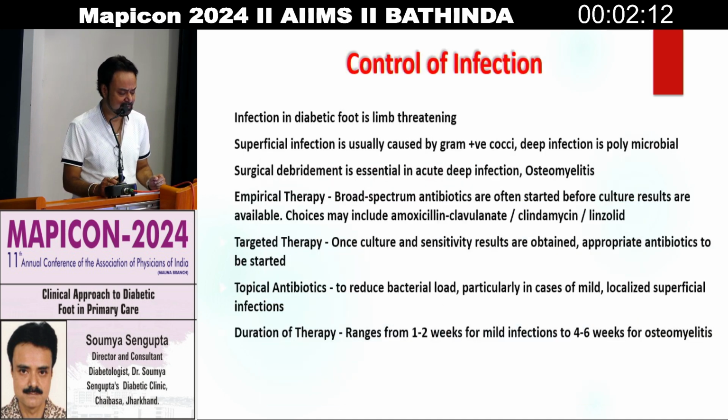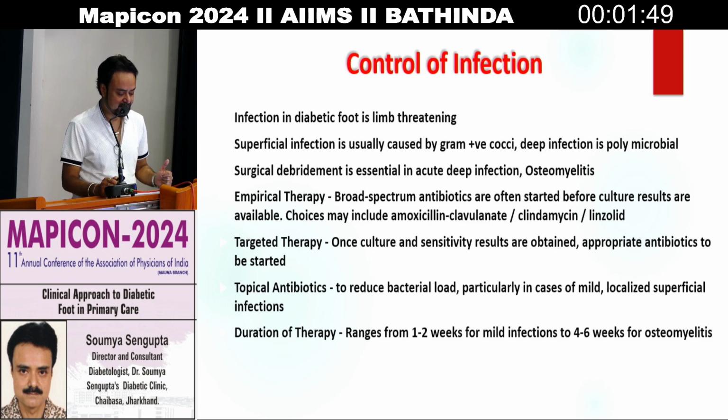Control of infection. Infection in diabetic foot is sometimes limb threatening. Superficial infection is usually caused by gram positive organisms, and deep infection is usually polymicrobial. Surgical debridement is essential in acute deep infection, osteomyelitis. Empirical therapy is often started before culture results are available. Choices may be coamoxiclav, clindamycin, linezolid, sometimes injectables also.